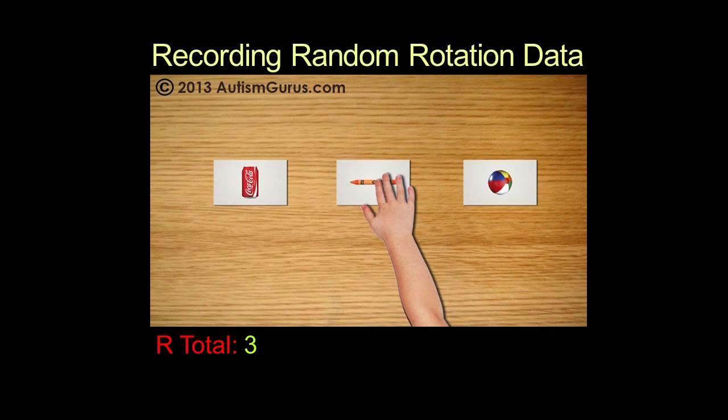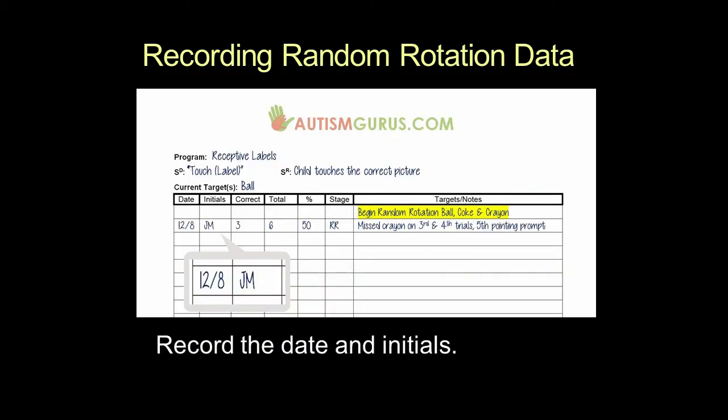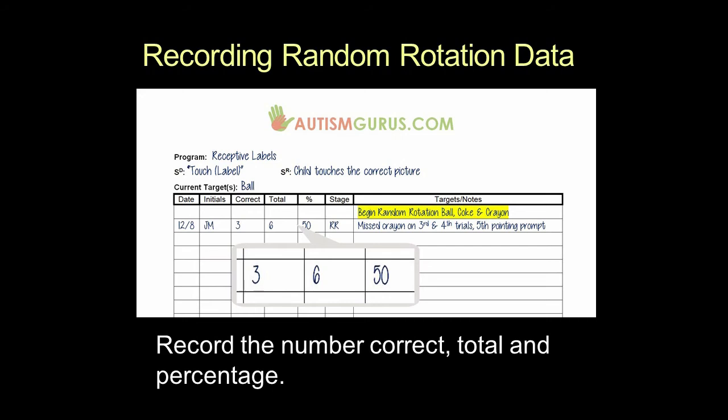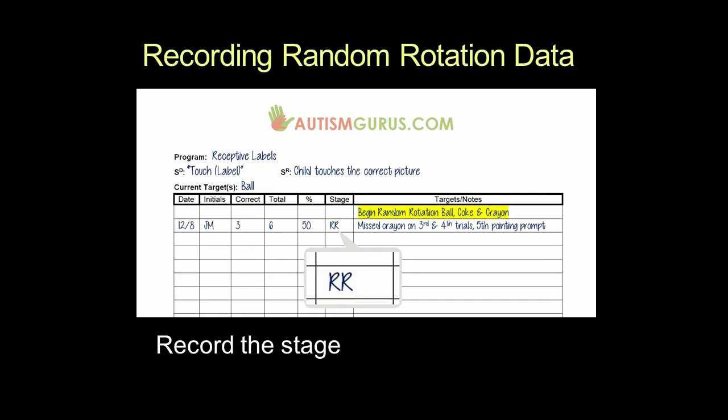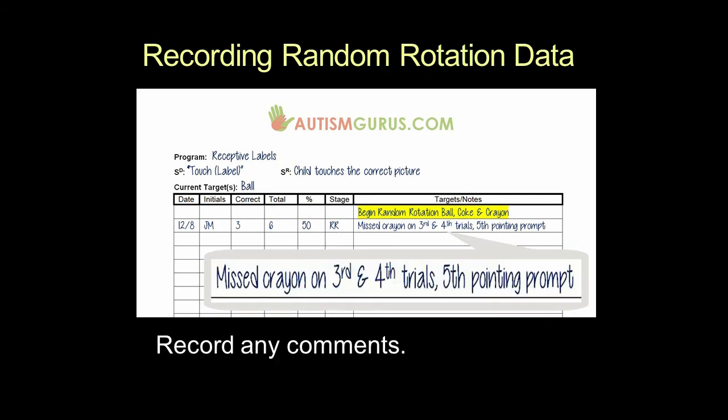Go play. First, record the date and your initials. Next, record the totals. We asked 6 questions and the child missed 2. We also prompted 1. So the number correct is 3 out of 6 for 50%. Record the stage, RR for random rotation. Record your comments. Missed crayon on 3rd and 4th trials. Used pointing prompt on 5th. Try to communicate enough information so the trial can be reconstructed if needed for troubleshooting.